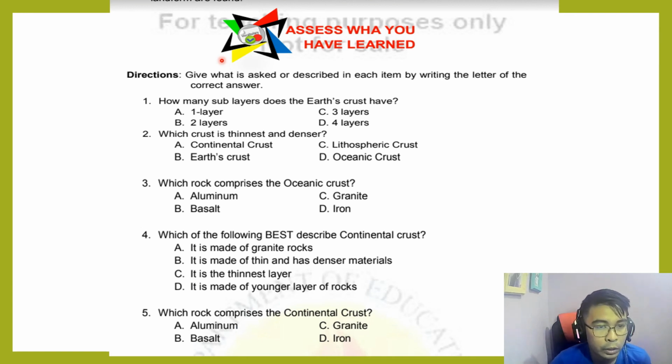Second, which crust is thinnest and denser? You are to choose from the 4 options. Third, which rock comprises the oceanic crust? Ano ba yung bumubuo sa oceanic crust? Fourth, which of the following best describe continental crust? Okay, alin sa mga statement na to ang totoo with regards to continental crust? And fifth, which rock comprises the continental crust? So again, you are to choose from the 4 options.